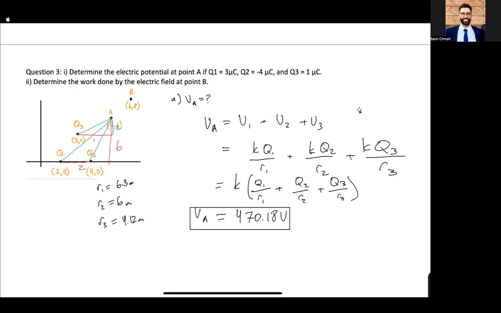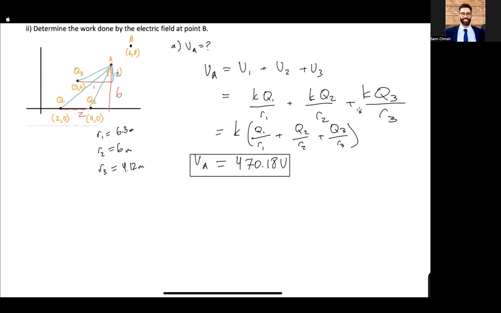Okay. Now we need to solve for the work done by the electric field at point B. This is a little bit more tricky. Does anybody remember the equation we're going to be using here? The work by the electric field is equal to Q times the change in potential. By definition, that delta V is equal to V final position, B, minus the initial position, A. We already solved for VA. Now we just need to solve for VB, and we do that in a very similar way. VB is equal to V1 plus V2 plus V3.